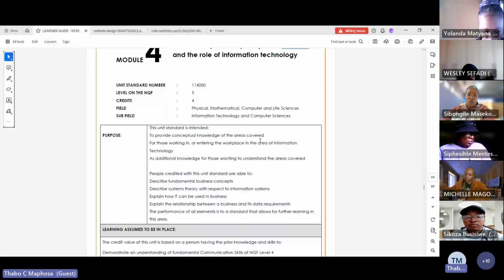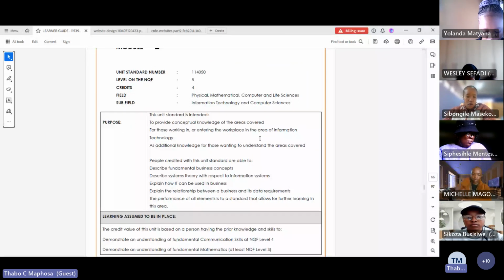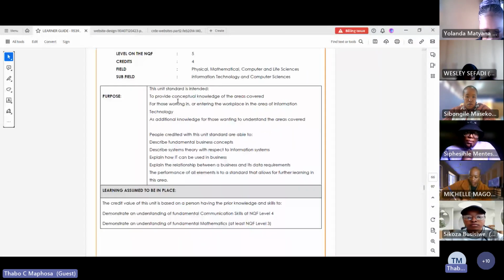So the purpose of this standard unit is to provide conceptual knowledge of the areas covered, which we're going to cover.